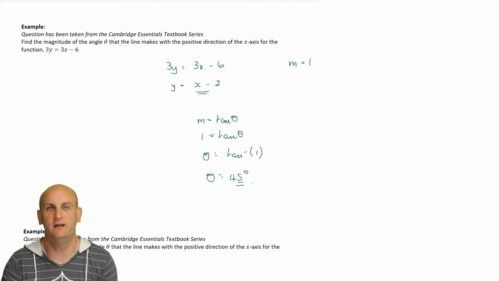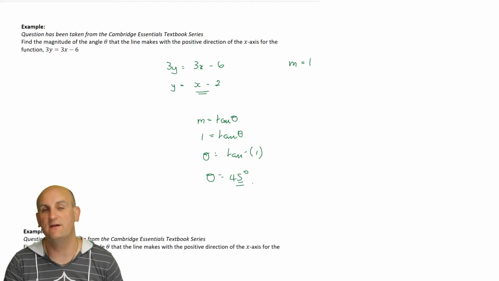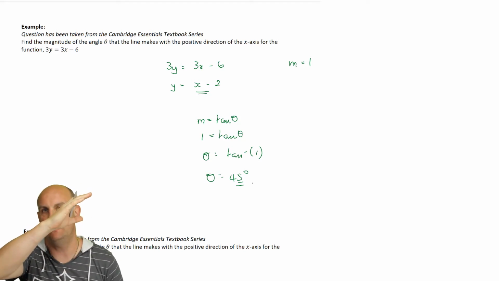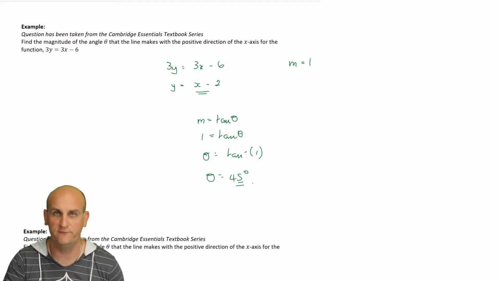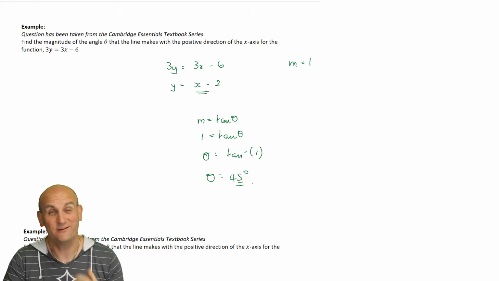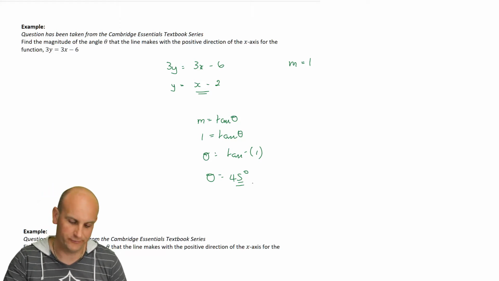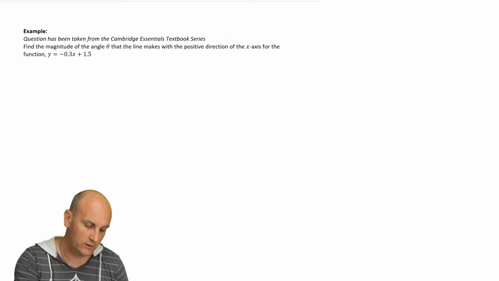Now, as it turns out, I already knew that was 45 degrees. Why? Because to have a gradient of 1, it is a diagonal line where there's 1 across and 1 up, and that's 45 degrees. These types of things are really important to learn as you go through the course. It's used really quite a lot later on.